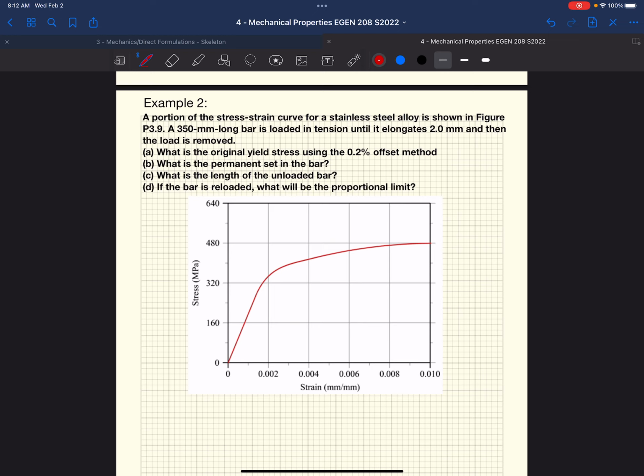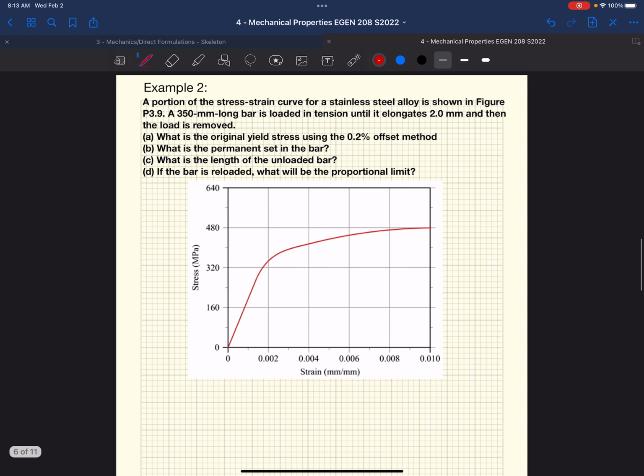Okay, we started out with a 350 millimeter long bar. It's loaded in tension until it elongates 2 millimeters. So that would be our change in length, 2 millimeters. Original length, 350 millimeters. And then the load was removed. They asked us, what's the original yield stress using the 2% offset method? I think you guys understand that one pretty straightforward. What is the permanent set in the bar? What is the length of the unloaded bar? And if the bar is reloaded, what will be the new proportional limit?